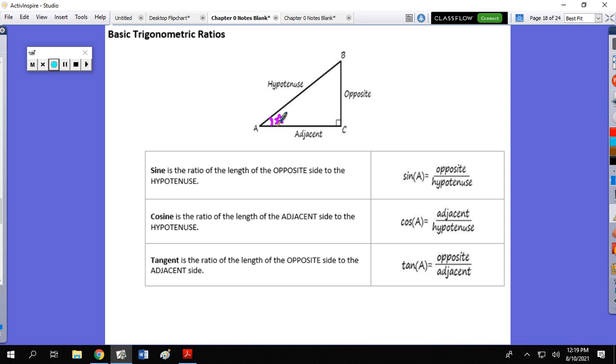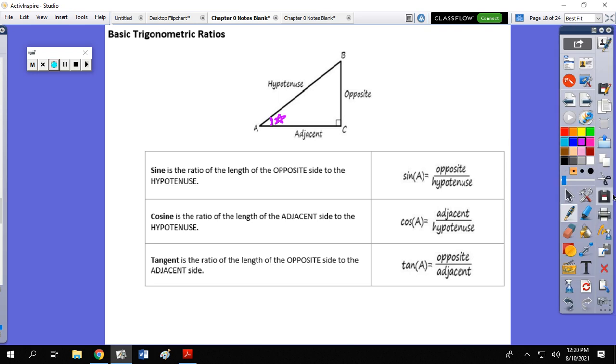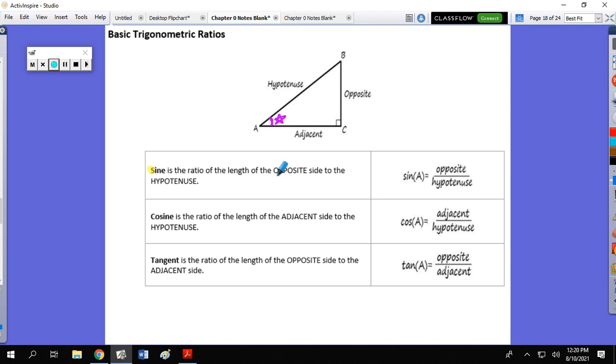If we're looking at the sine of an angle, for instance sine of angle A, that would be the ratio of the opposite to the hypotenuse, meaning we would put the opposite's length on top and the hypotenuse length on the bottom and then reduce that fraction. Cosine is the ratio of the adjacent side to the hypotenuse, meaning the adjacent length would go on top, the hypotenuse length on the bottom. And finally, tangent is the ratio of the opposite to the adjacent, meaning opposite would go on top, adjacent on the bottom.